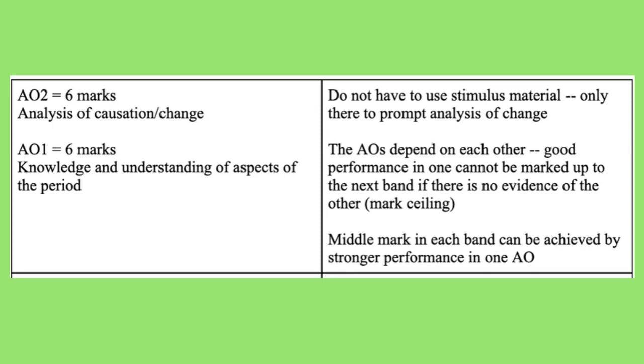Here's the mark scheme for this question, which you can find out about in more detail in our overview video. We do know that 6 marks here are available for AO2, which is your analysis of causation or change. That will depend on the specific question that you're given, but essentially you've got to look at the period you've been given and think about the changes that have taken place across that time. And for the analysis bit, really all that means is just to explain why you think what you do.